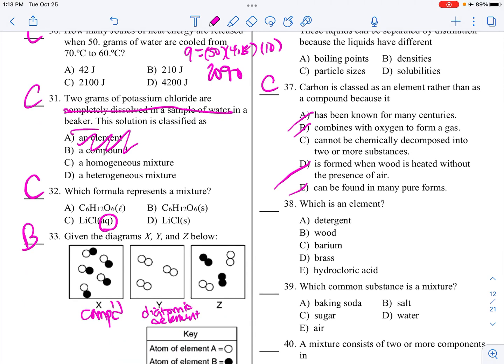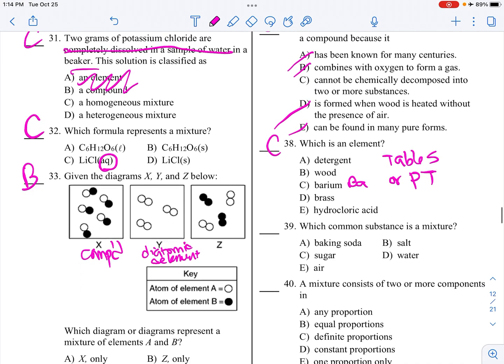Elements: detergent, wood, barium, brass, hydrochloric. Okay, first of all, if you didn't know, Table S has a whole list, or you can look on the periodic table. Barium is an element. Detergent is a mixture. Wood is a mixture, I guess. Definitely not an element.